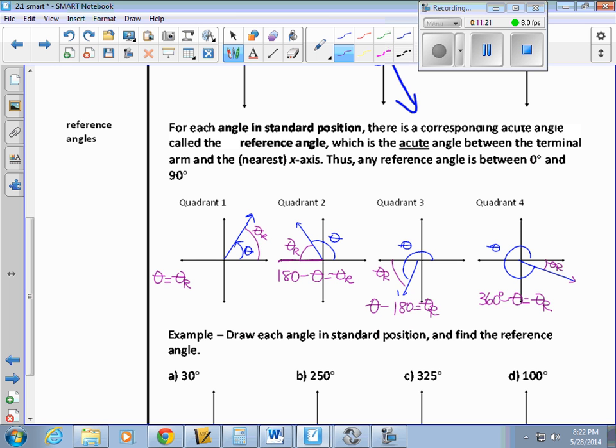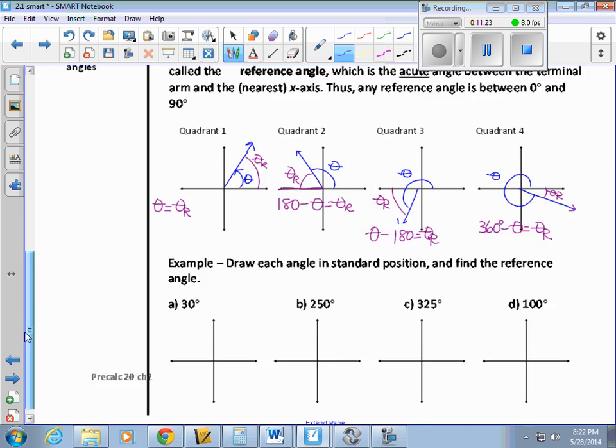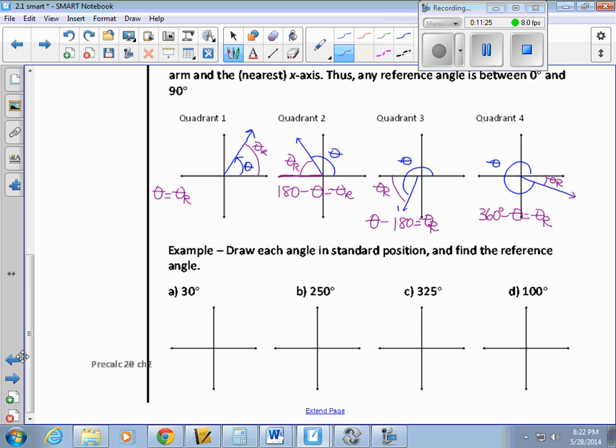Okay. So the next part here says, draw each angle in standard position and find the reference angle. So 30 degrees is approximately right there. So that's my theta. This is in quadrant 1, so that means that my reference angle is just equal to my angle. So the reference angle here is equal to 30 degrees.